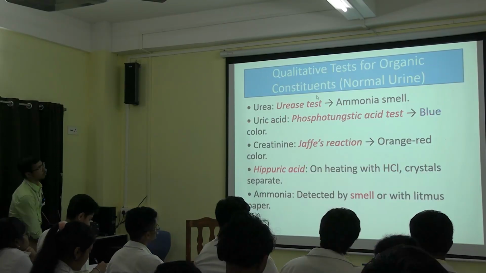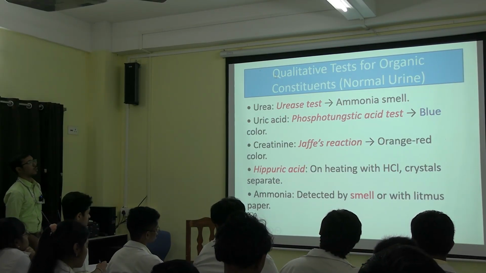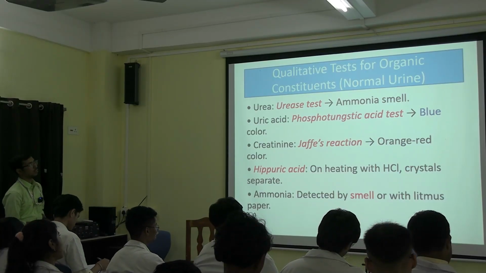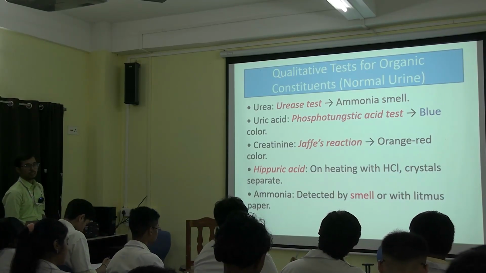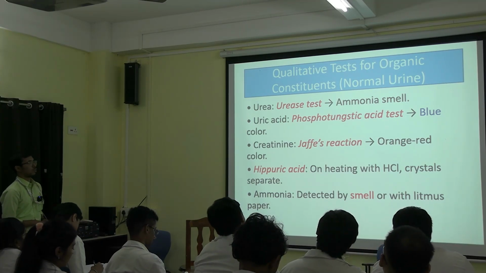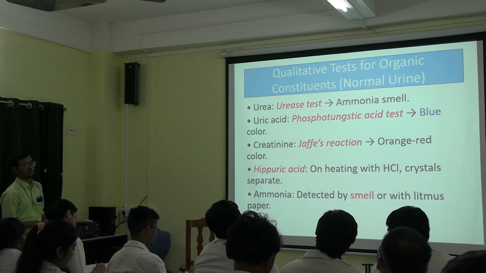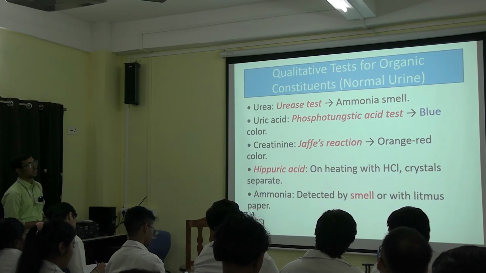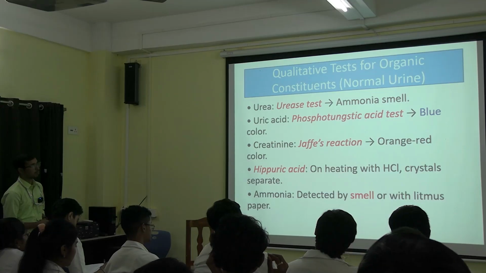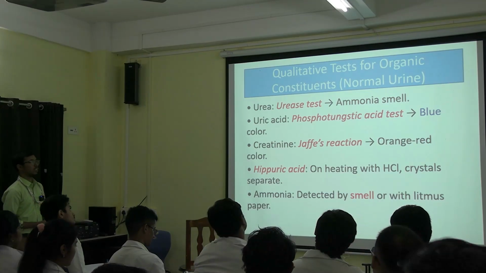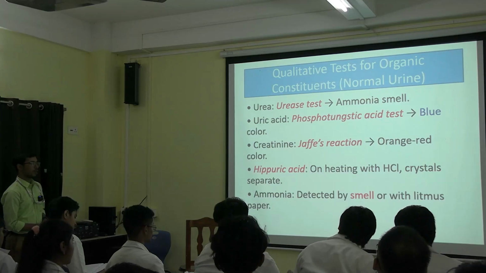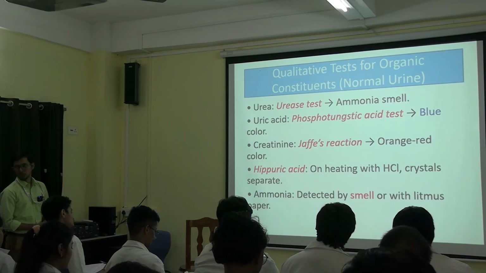So, qualitative tests for organic constituents. Here we do the urease test for urea. Then for uric acid we do the phosphotungstic acid test, where blue color will be found. Then for creatinine, Jaffe's reaction, where orange-red color will be seen. Then in the hippuric acid test, on adding HCl, crystals will be separated. And ammonia can be detected by smell or litmus paper.